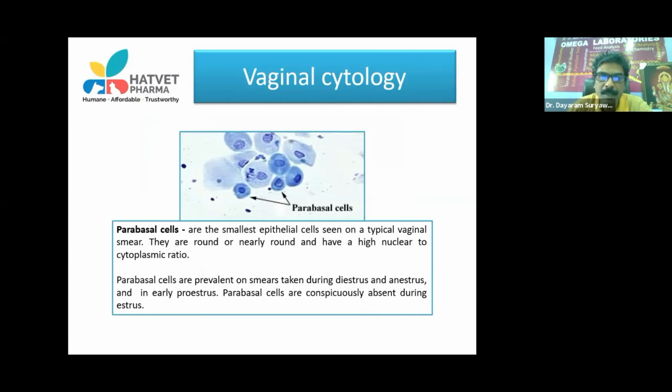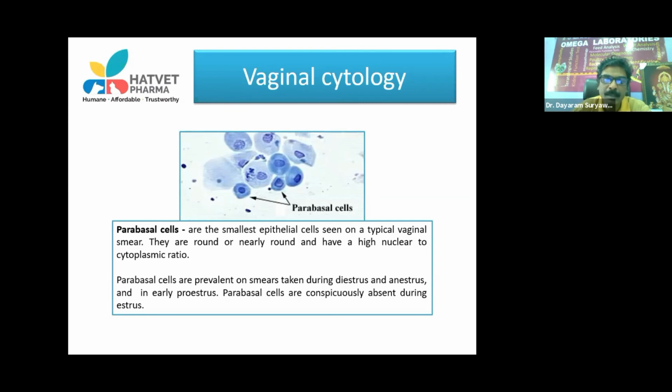Now we are going to discuss the parameters of vaginal cytology. First, the parabasal cells. The parabasal cells have a larger nucleus, or the nucleus size is much bigger. These are the smallest epithelial cells seen on typical vaginal smears. They are round or nearly round and have a high nuclear to cytoplasmic ratio, so the nuclear to cytoplasmic ratio is quite big. It's not 1:5, it may be 2:5 or 3:5 also. Parabasal cells are prevalent on smears taken during diestrus and anestrus, and in early proestrus. So parabasal cells are absent during the estrus.